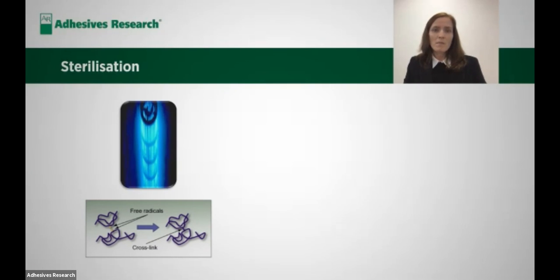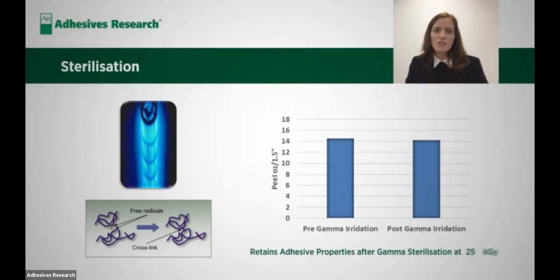The adhesive formulations can be modified in such a way as to withstand the effects of the sterilization techniques. Here we see illustrated in this graph an example of how the adhesive maintained its peel adhesion post-exposure to gamma sterilization at a dose of 25 kilograys.